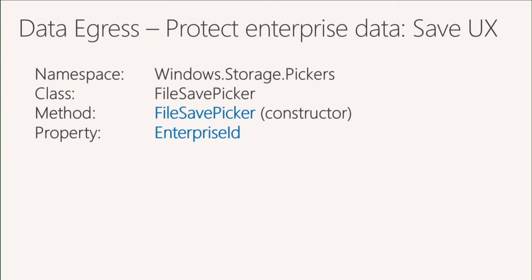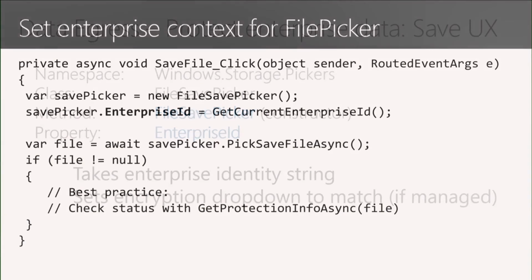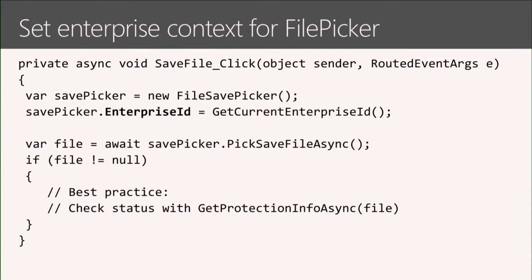Finally, when you're saving your data, we updated the save experiences in Windows. So the file picker now takes an enterprise ID. This lets you set the context in that dropdown ahead of time. So if you know that you're creating enterprise data and you haven't told us yet, this is one way you can do that. Straightforward. It's just the property mechanism. You add the enterprise ID, tell us the string, and you're good.